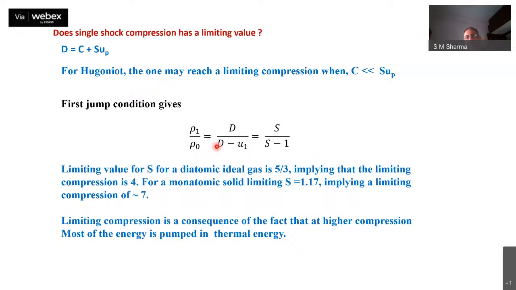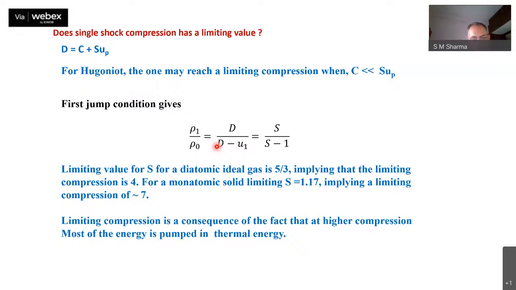So that means for a diatomic gaseous material, the maximum compression you can subject it to, for materials like hydrogen, nitrogen, oxygen, all these would not go beyond a compression of 4, while monatomic solids can be compressed 7-fold. Can one go higher?